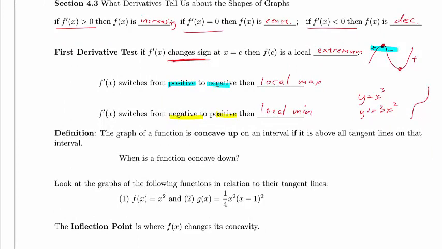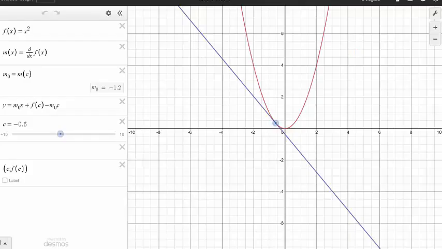All right, so now we're going to go over a definition. The graph of a function is concave up on an interval if it is above all tangent lines on that interval. And you can think of concave as a number of different things. Concave just basically means it's curving up like this. That'd be a concave up situation. And so any tangent line will always be below it, right? The function will always be above the tangent line.